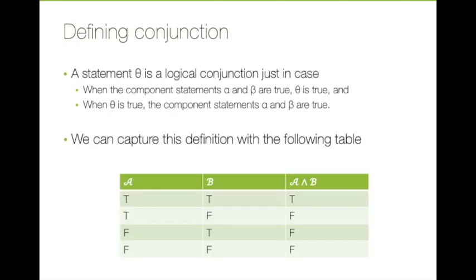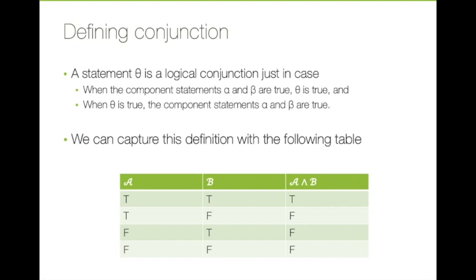Let's now move on to conjunction. So take any statement theta. It's a logical conjunction just in case it's 2 component statements, the conjuncts alpha and beta. When they're true, theta has to be true. And if the whole statement is true, then the 2 conjuncts must each also be true.